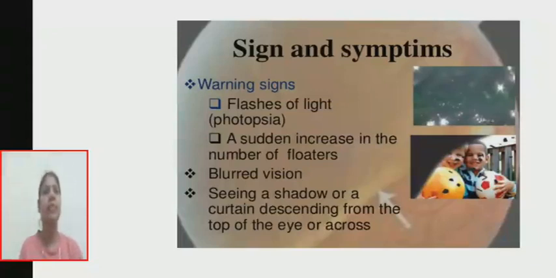Now, common signs and symptoms. Warning signs are flashes of light, photopsia, a sudden increase in the number of floaters, blurred vision, seeing a shadow or a curtain descending from the top of the eye or across.